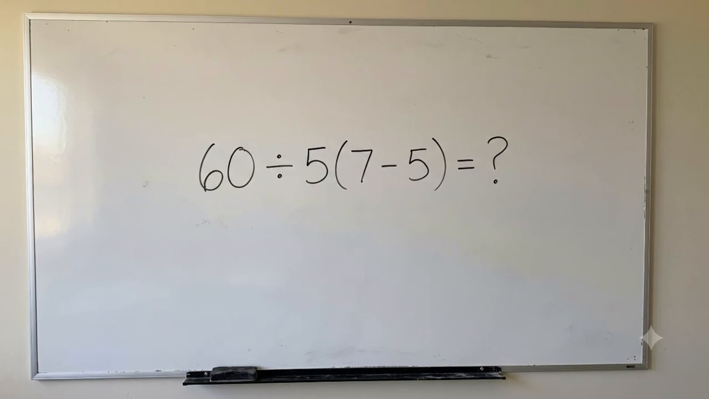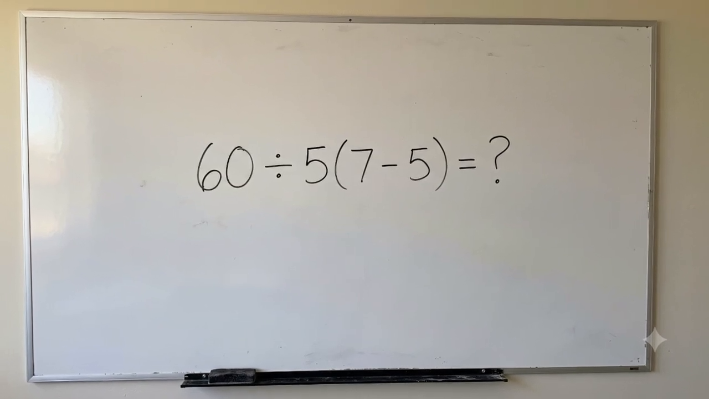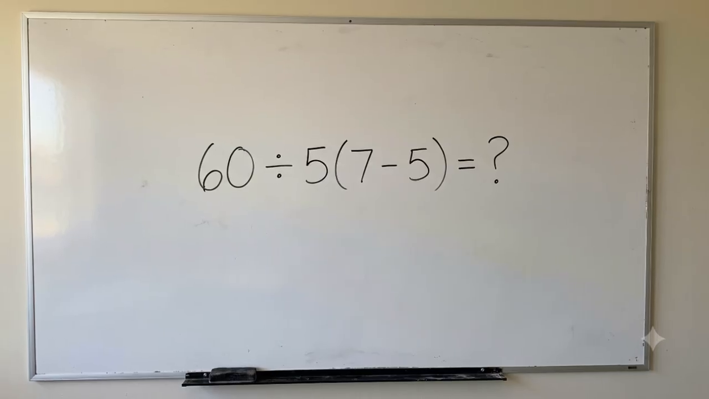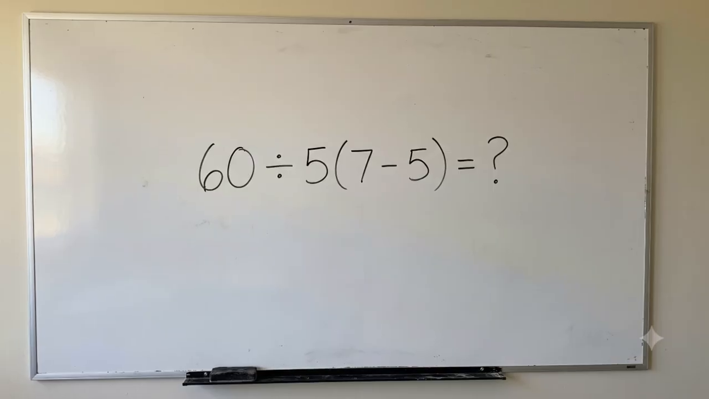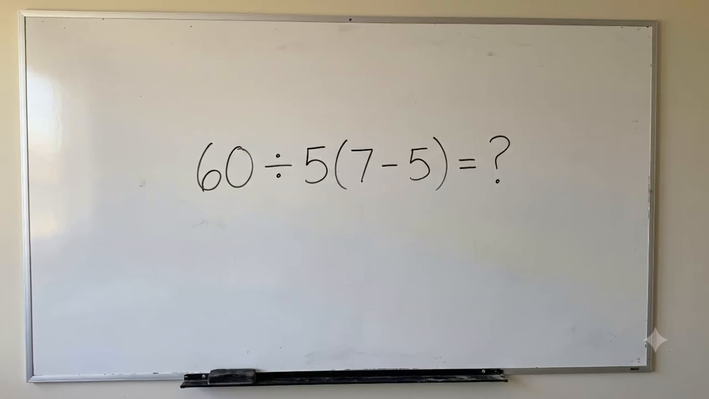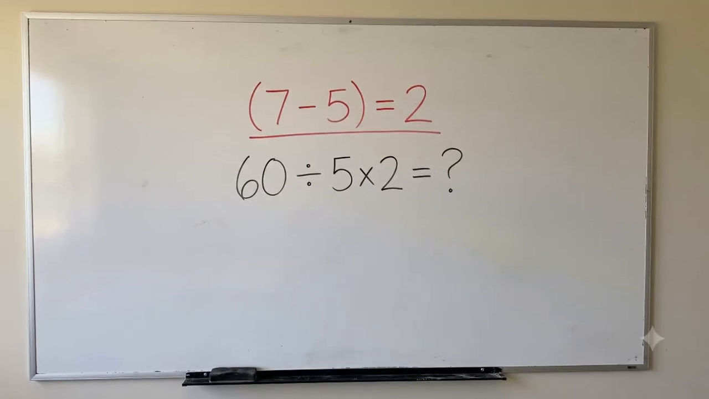60 divided by 5 times (7 minus 5). You've got 5 seconds. Go! Did you say 6? Because if you did, you just fell into the trap. Here's what most people do.